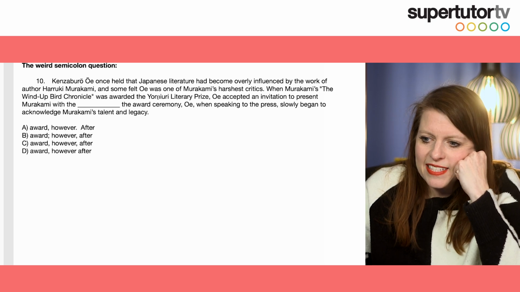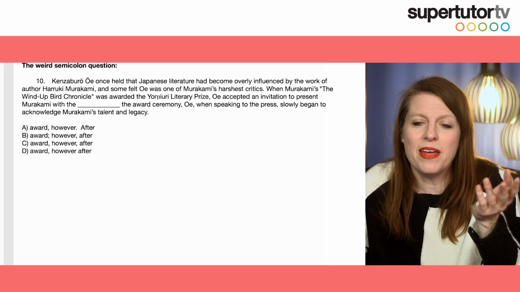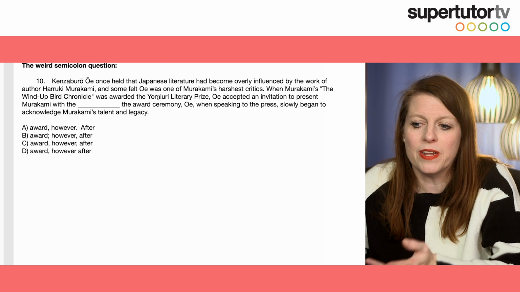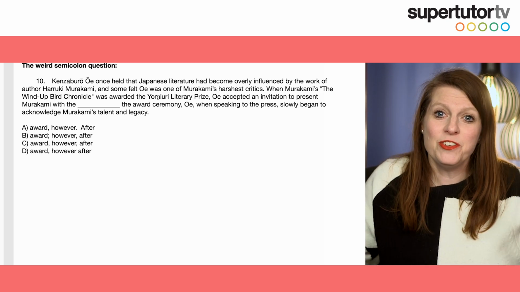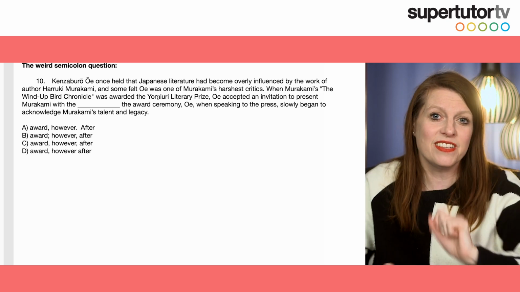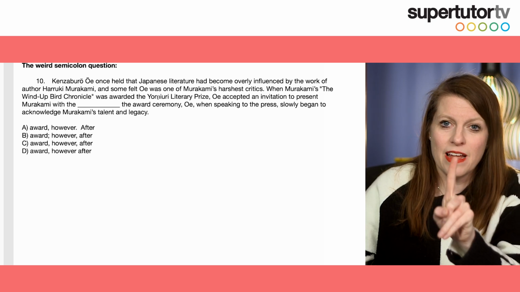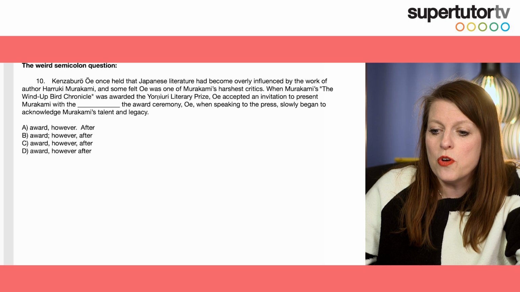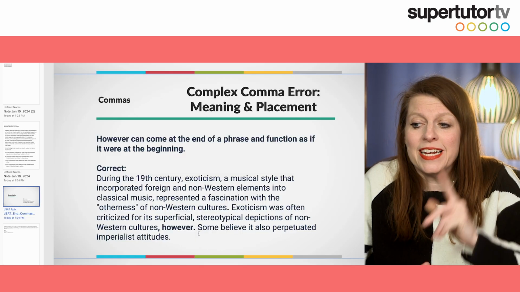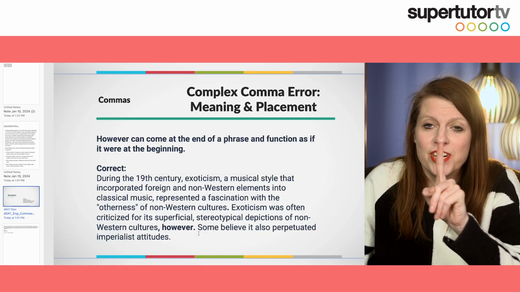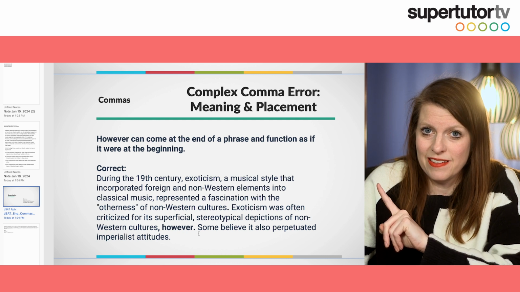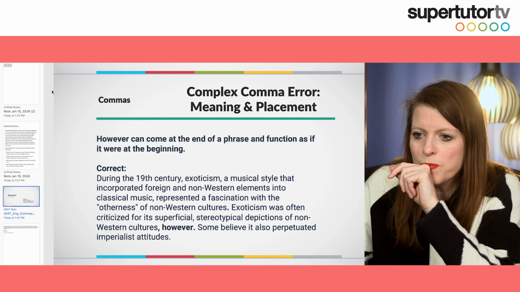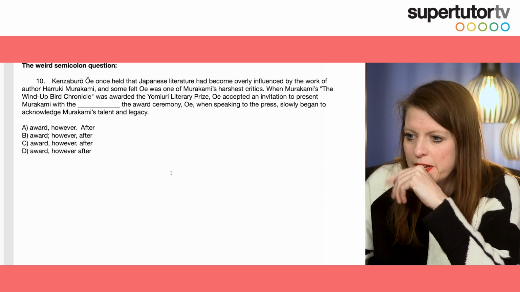Conventional wisdom states that, when we want to bridge 2 independent clauses with however, we do semicolon, however, comma. And a lot of students pick that on however questions on the SAT. But here's a fun factoid of grammar that many students don't know. However can come at the end of a phrase and function as if it were at the beginning. Okay? So that's the rule. I'm going to go back to this question, then I'll show you another example really quickly.